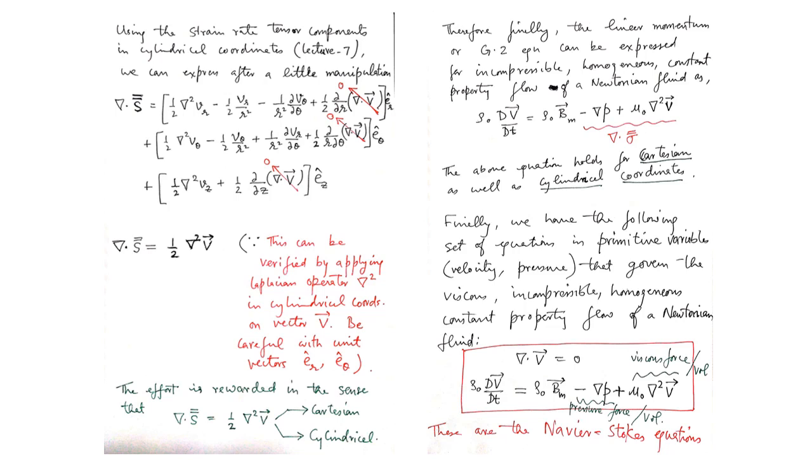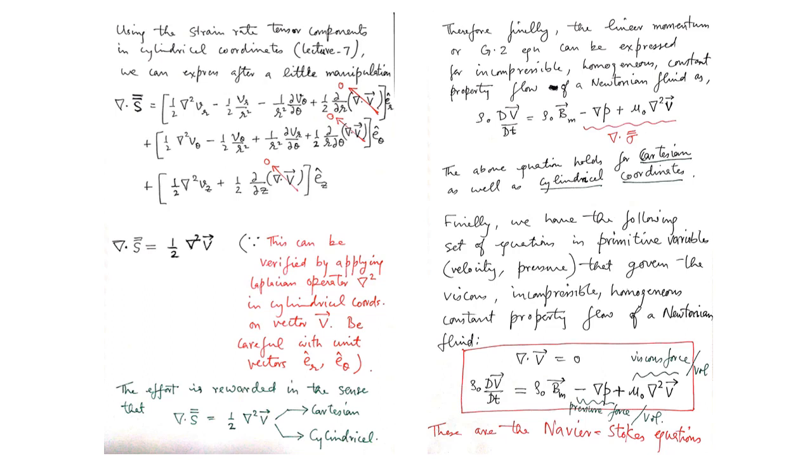Remember, this is the viscous force acting on fluid particle per unit volume in what type of flow? In incompressible, homogeneous, constant property flow. Okay, so it's not a totally general statement, but of course it applies to a large category of flows which you can approximate as incompressible, homogeneous, and having constant properties. So like viscosity and all, so constant properties.